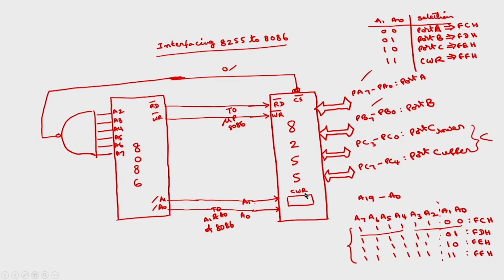Now with this interfacing diagram, the address of port A is FCH, port B is FDH, port C is FEH, and controller register is FFH. Okay. Suppose I want to connect in any address locations, then accordingly you have to set these connections. This is how we can connect this 8086 to 8255. Okay. So I will discuss how to connect this 8086 to 8255 for given address locations.